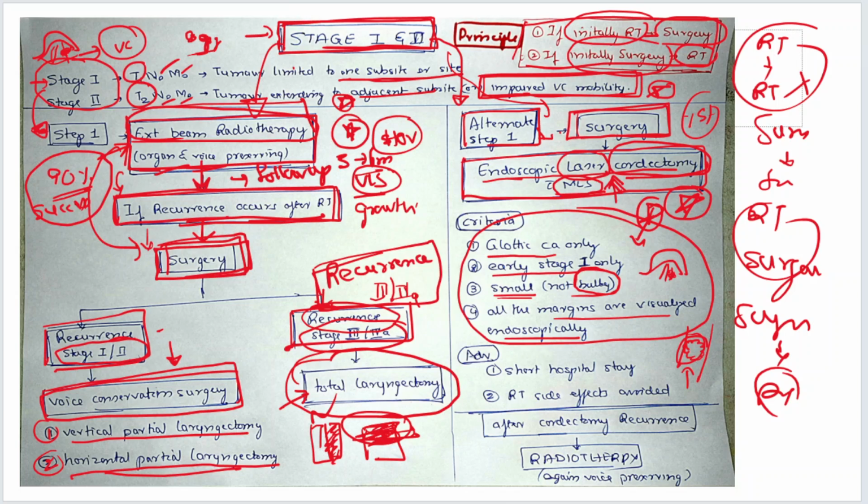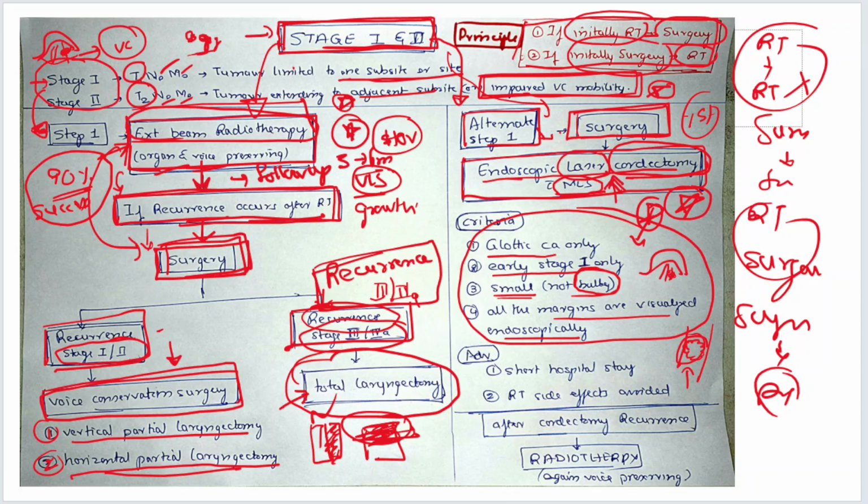So if that lucky patient comes to you with early stage 1 glottic carcinoma, which is small and not bulky, and the margins are clearly visible, you do a laser cordectomy, endoscopic laser cordectomy with MLS. You are having a brilliant, enlarged, illuminated view of the growth on the screen, and you can remove it by using a laser. You're not using a cold knife again. It is not a cold knife surgery.